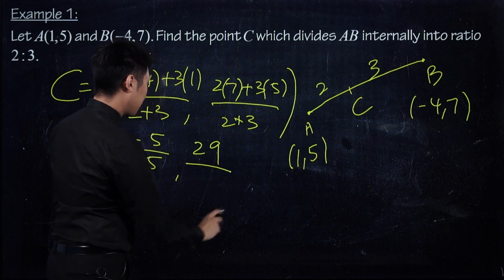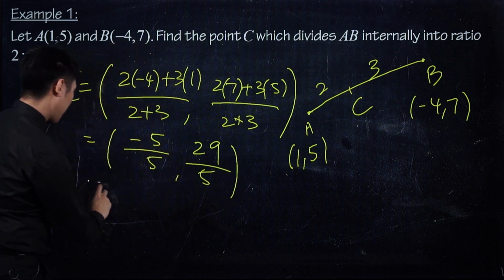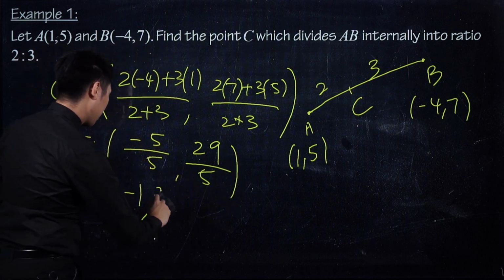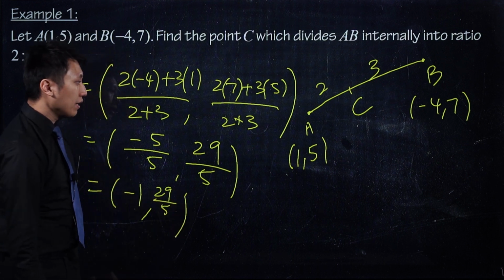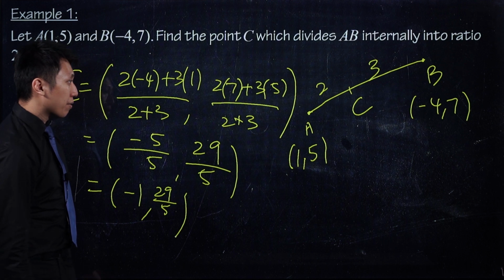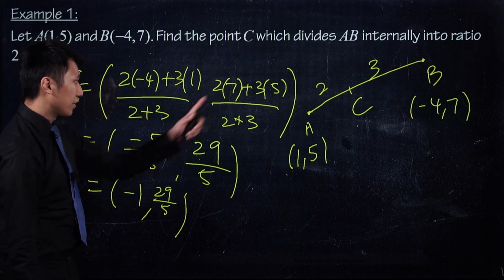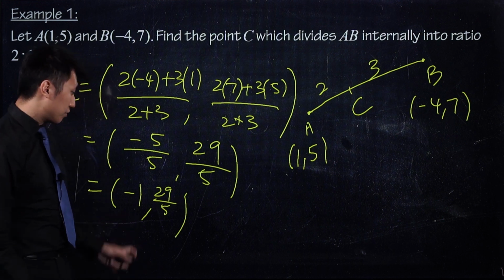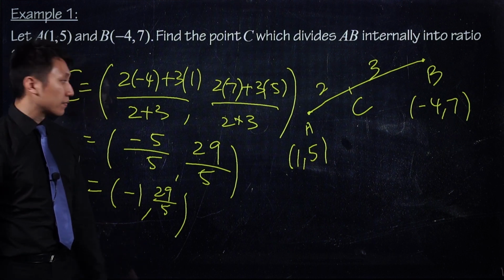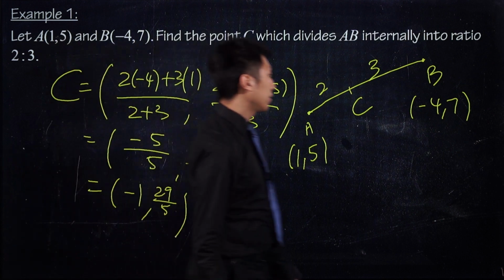Okay, 14 plus 15, 29 divided by 5. So my answer will be negative 1, 29 over 5. Okay, no problem. 2, 7 and 3, 15. Okay, right. So you get the answer. So negative 1, 29 over 5 is your answer. Okay, simple.